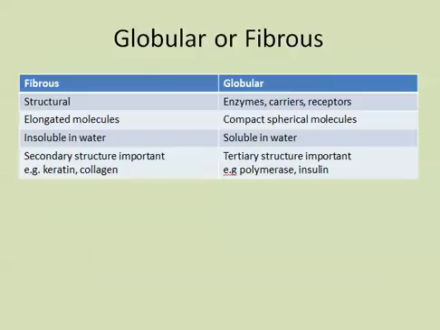So just comparing different types of protein, whether they're globular or fibrous. Examples of fibrous proteins, keratin and collagen, are usually structural. Globular proteins are more like enzymes, and quite soluble. As the name suggests, they're sort of compact, spherical. Whereas the fibrous ones are longer chains and they're generally insoluble.